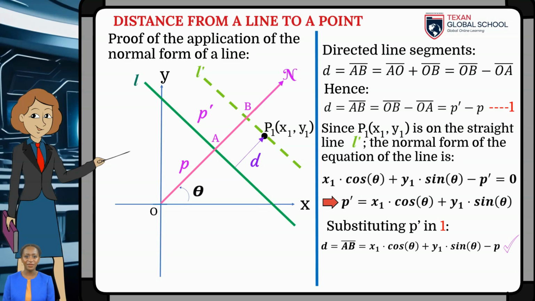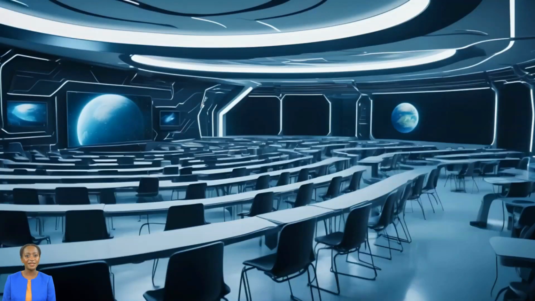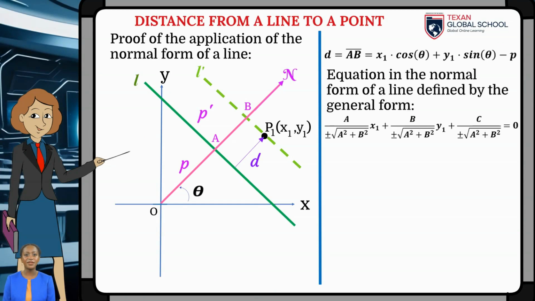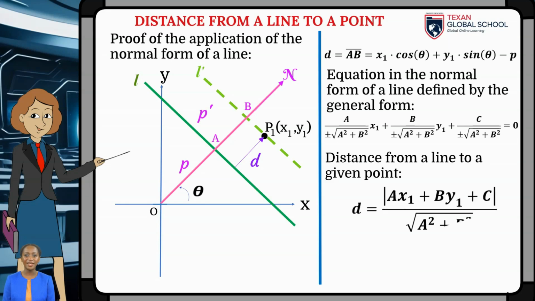Thus, we prove that the normal form of a line is used to obtain the perpendicular distance from a line to a given point. But as demonstrated in the previous class, this is the equation in the normal form of a line defined by the general form, which is transformed by dividing the general form by r as demonstrated previously. In this way, we proved that it can be used to obtain the distance of a line to a given point, which can be represented as shown on the board.